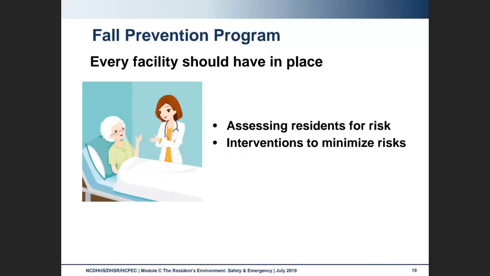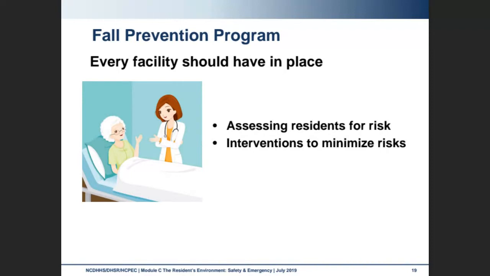So facilities are going to have fall prevention programs. Every facility should have one in place. The components of a fall prevention program include assessing the residents' risk for falling. You may put them, for example, at high, medium, or low risk of falling. Identifying and implementing interventions to minimize these risks. Identifying and implementing interventions to minimize the risk of sustaining injury should a fall occur.